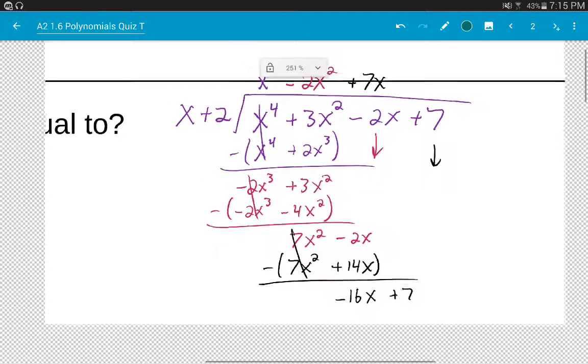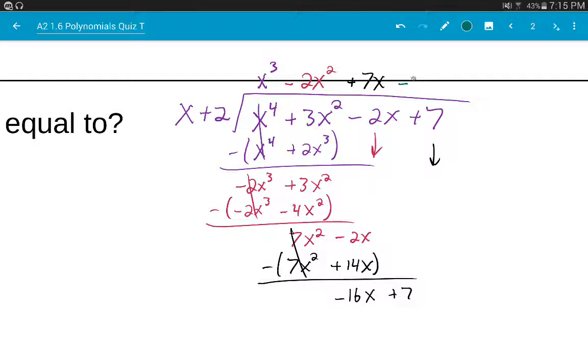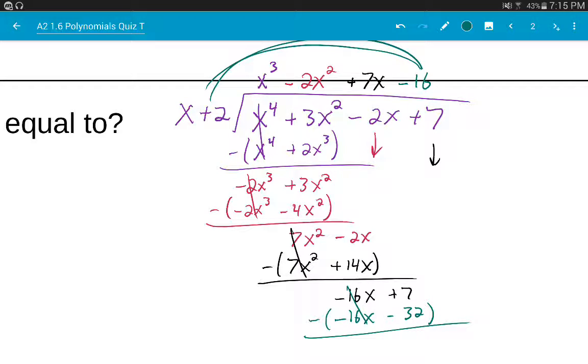Our last cycle. x goes into negative 16x, negative 16 times. Distribute that over. I get negative 16x. Negative 16 times 2 is negative 32. Parentheses and subtract. Cross those out. Minus a minus is plus. This is 7 plus 32, so this is 39 as my remainder.